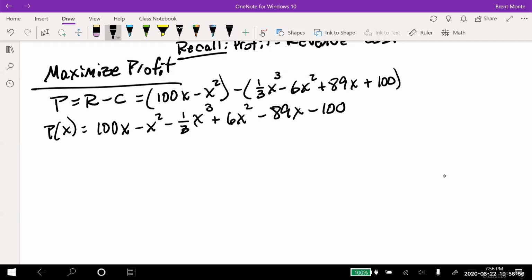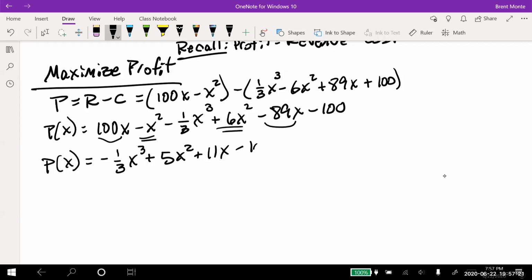Let's see, like terms. We have the 100X and the minus 89X, and we'll put those together. We have the minus X squared and the plus 6X squared. When we combine like terms in descending powers, we get negative 1/3 X cubed. Then the X squared: minus 1X squared plus 6X squared gives plus 5X squared. And 100X minus 89X is plus 11X, minus 100.